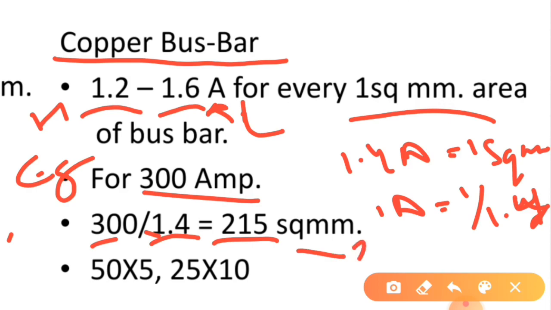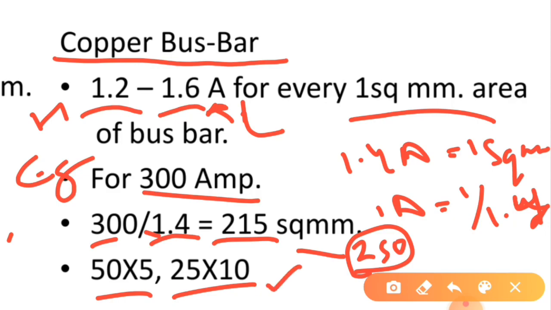But the ratings available in the market will not be 215, so we will see the higher rating. The next rating available will be 250. For 250, ratings of busbar can be 50 into 5 and 25 into 10. And the option between these two can be chosen according to the space available in the control panel or according to the manufacturer. And friends, this is it with the busbar calculations.